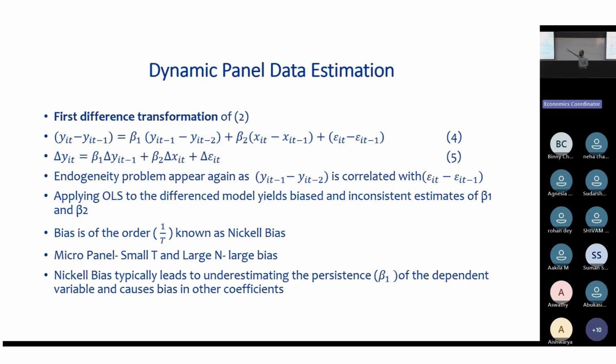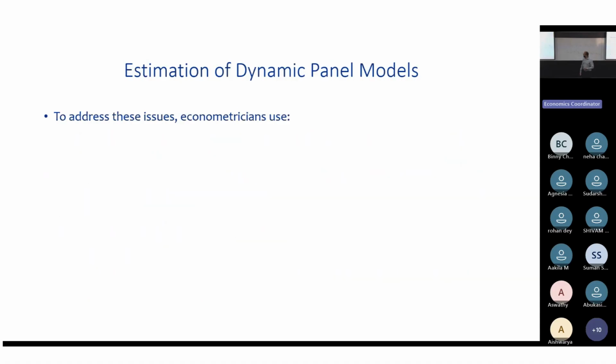What I'm saying is that if you run a dynamic panel model using OLS regression, the coefficient of this beta 1 will be higher, will be overestimated in the case of OLS, and it will be underestimated in the case of the fixed effects transformation. Even when you compare fixed effects and the first difference transformation, this bias is more in the case of first difference transformation. So your OLS estimates are biased and inconsistent. So you cannot do that.